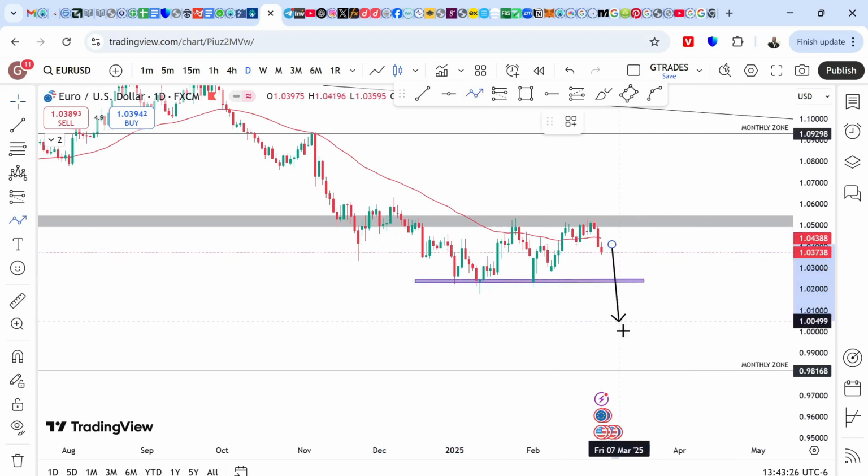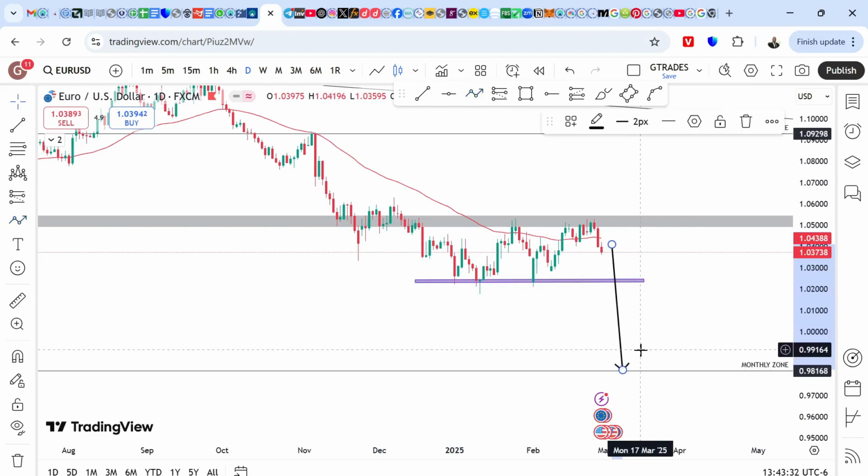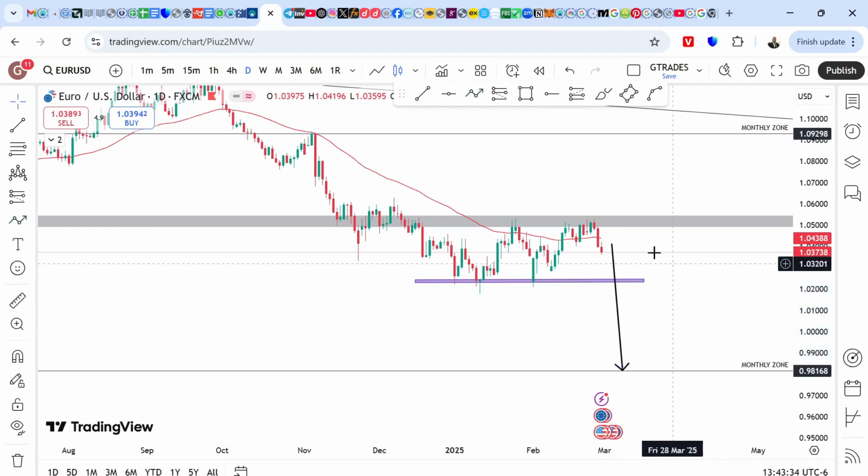And once price is able to break here, we're heading towards here, which is 0.98168 price, right? So that's very, very simple.